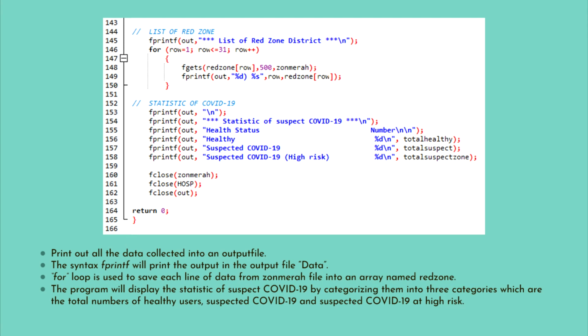This part of our coding is to print out all the data collected into an output file. The syntax fprintf will print the output in the output file data. A for loop is used to save each line of data from the zone merah file into an array named redzone. Next, the program will display the statistics of suspected COVID-19 by categorizing them into 3 categories, which are the total number of healthy users, suspected COVID-19, and suspected COVID-19 at high risk from the stored user information. All of these, as shown, will be displayed in the output file.